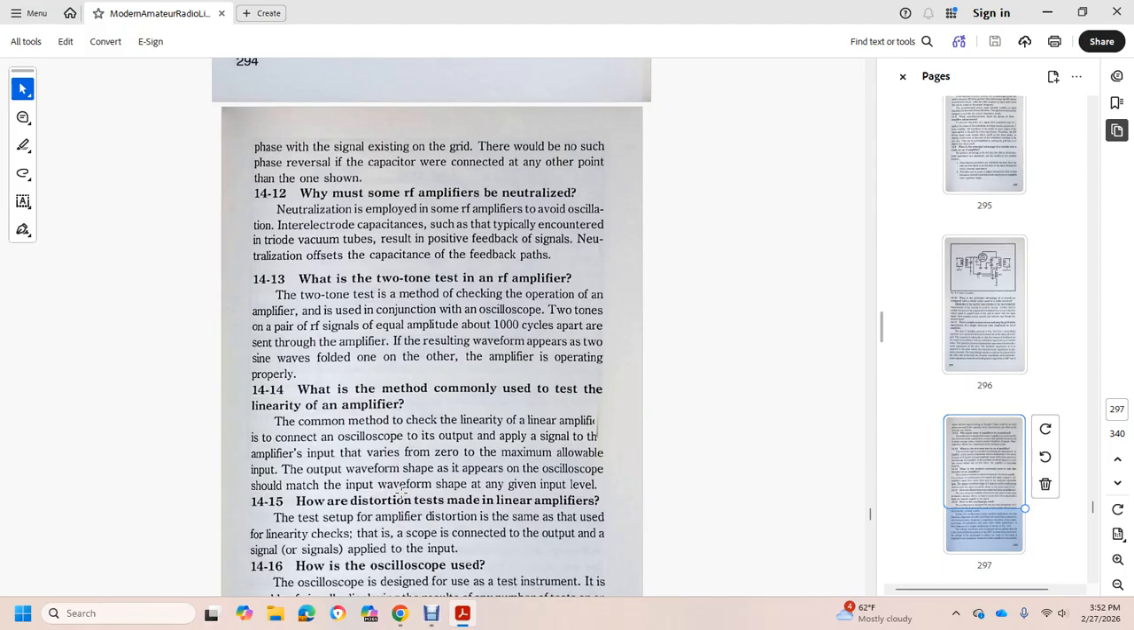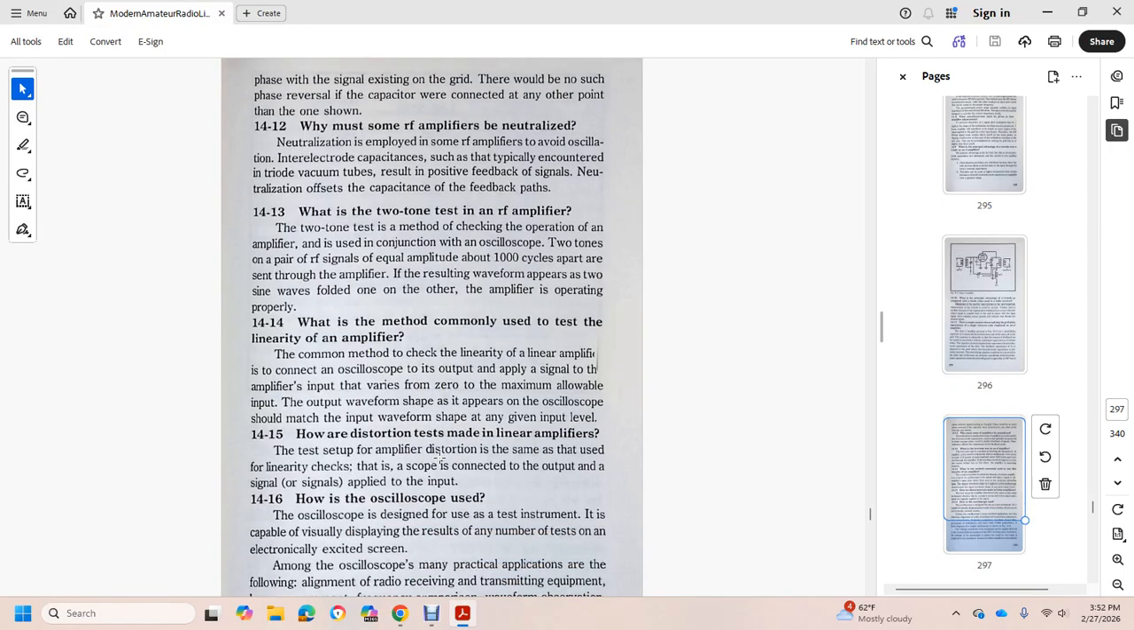What method is commonly used to check the linearity of an amplifier? A common method to check the linearity of a linear amplifier is to connect the oscillator output to the amplifier input and apply the signal, varying up to the maximum allowed input. The input and output waveforms are shown with the oscilloscope, which should make the output waveform the same shape as the input waveform. For a distortion test on a linear amplifier, the test setup is the same: use the scope to check the output signal against the signal applied to the input.